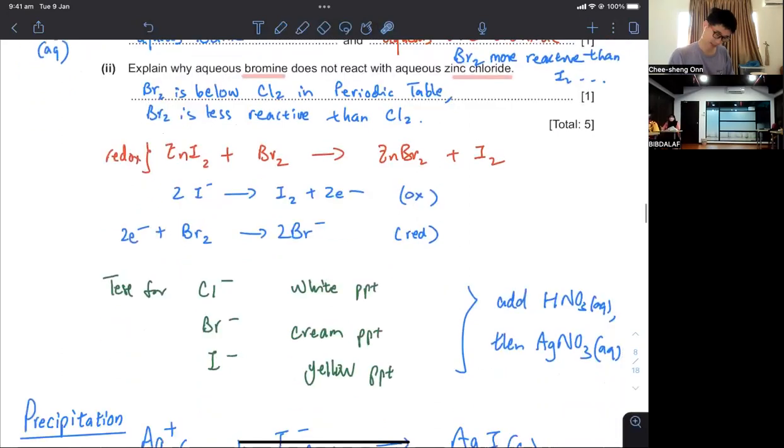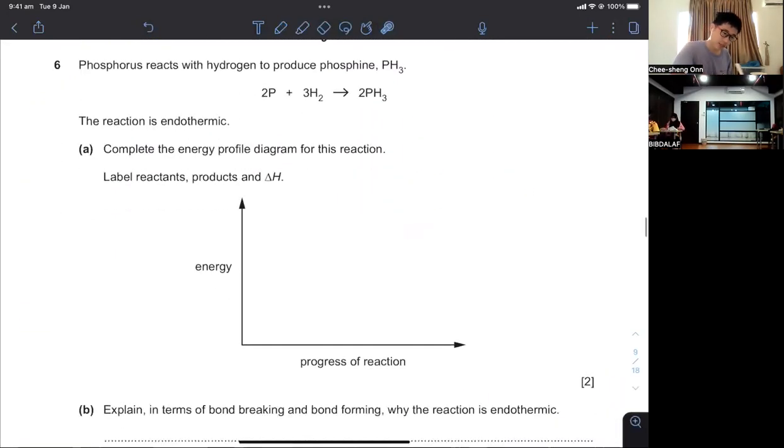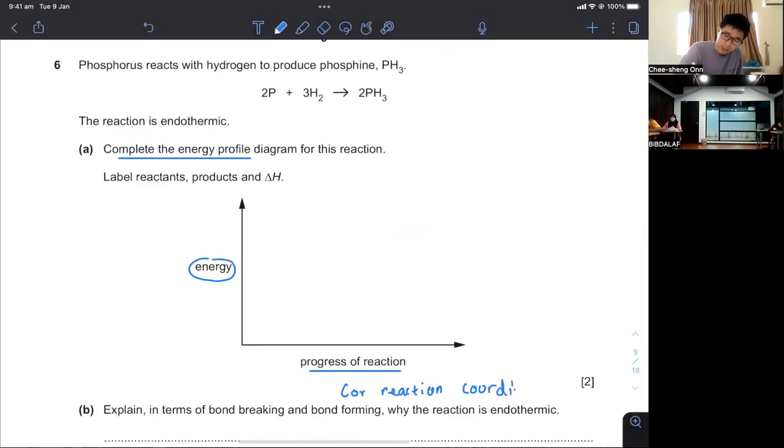Okay, now this next question, this is complete the energy profile. Energy profile diagram has energy on the y-axis and it has progress of reaction. Sometimes they call it reaction coordinate. Reaction coordinate means what happens from reactants to product. A free 2 marks to start off the question. Label reactants, products, enthalpy change.